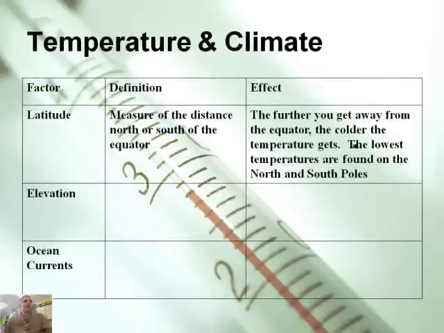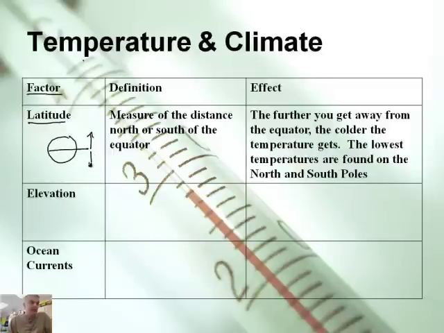All right, now here's where we're going to get at this. Let's take a look at the factors. We've got three main factors, at least for temperature. How are we going to affect temperature? The first thing is latitude. That means, of course, when you go north or south of the equator, north latitude or south latitude. So the definition of latitude is the measure of the distance north or south of the equator. Okay, and you probably know this.